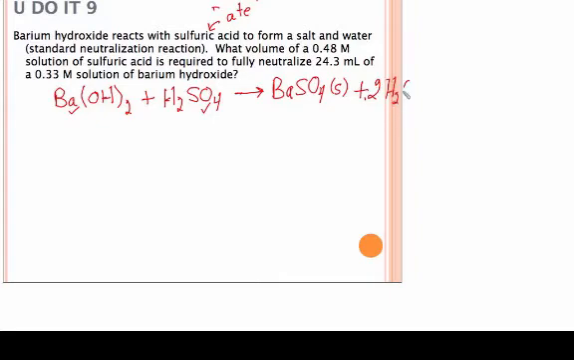And then I'm going to make two waters, as the H plus of the acid goes with the OH minus of the base. So that's my balanced equation. Let's write down what has been given here.